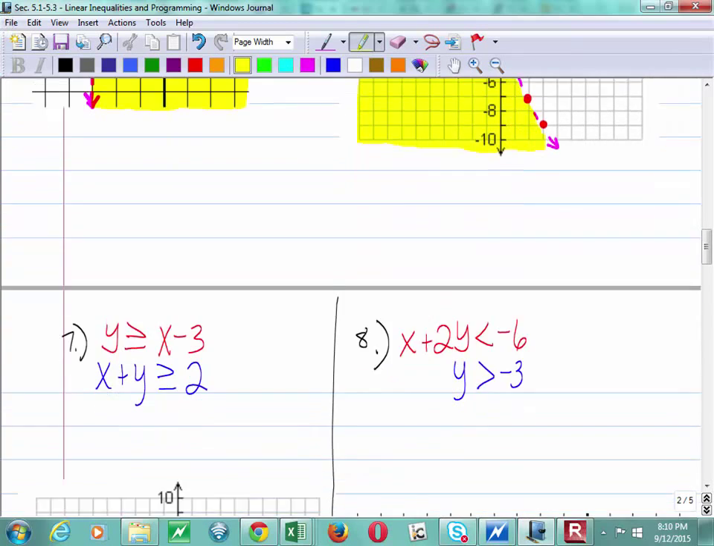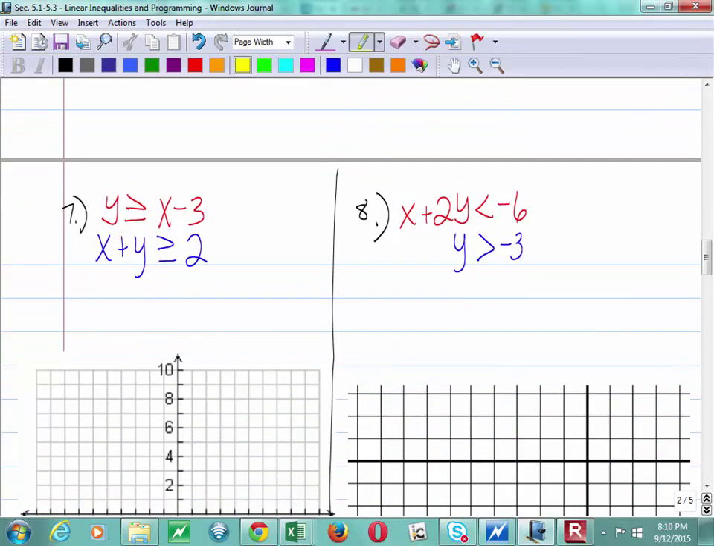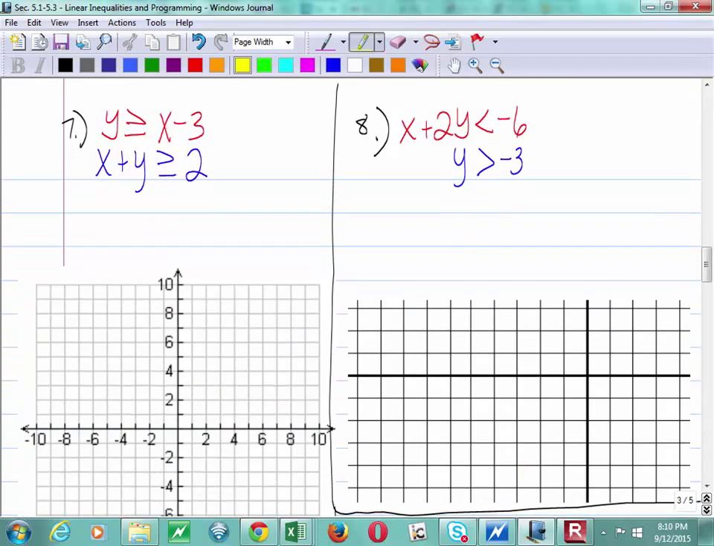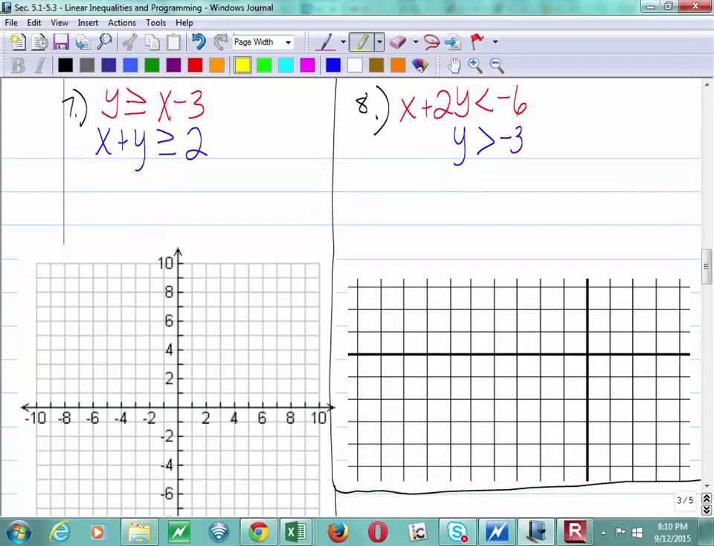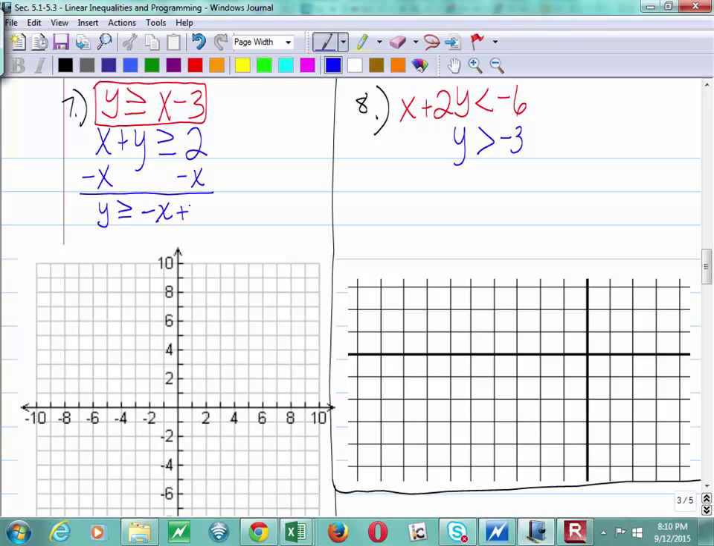Alright, so now we're going to do some examples where we've got two inequalities that we've got to graph simultaneously. So, number 7, the first one is already in slope-intercept form, and the second one, all we have to do is just subtract x from both sides. So that would give me y is greater than or equal to -x plus 2.